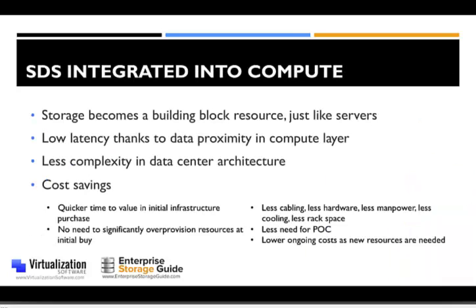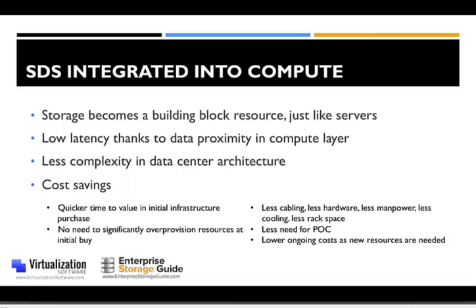So when we think about it again now, storage itself becomes a building block resource, just like servers. So when we want to, as I said, add more storage, we simply add another server to the pool. We have low latency thanks to data proximity in the compute layer. We don't have a storage area network to contend with anymore. And this makes us have less complexity in data center architecture. And this also provides us with some areas of cost savings that we may not have seen before.